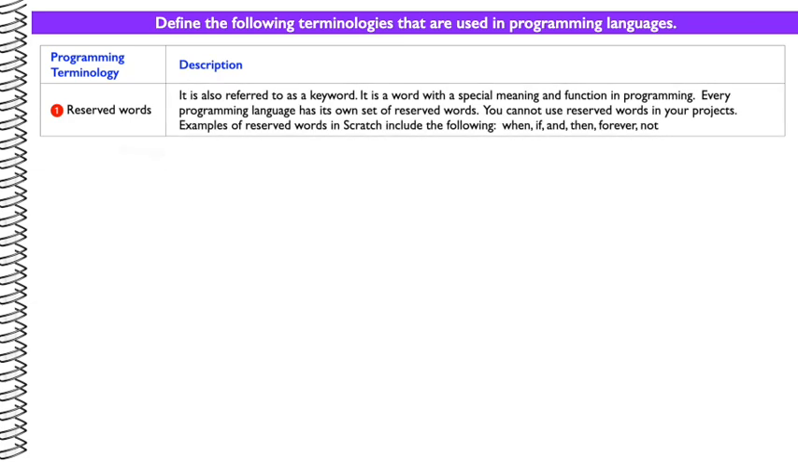1. Reserved word. A reserved word is also referred to as a keyword. It is a word with a special meaning and function in programming. Every programming language has its own set of reserved words. You cannot use reserved words in your projects. Examples of reserved words in Scratch include the following: when, if, and, then, forever, not.